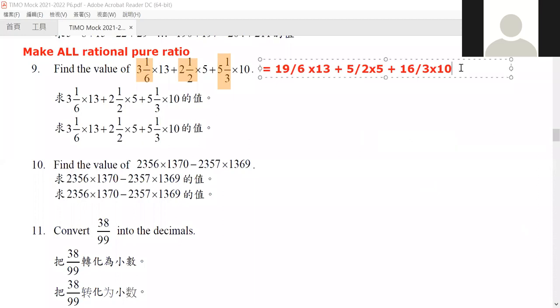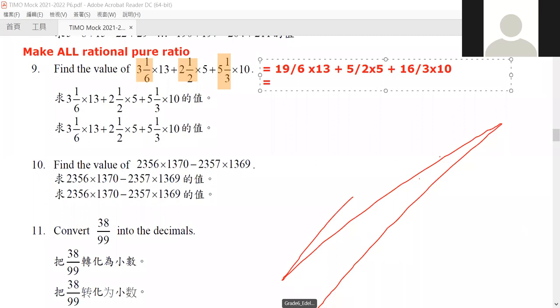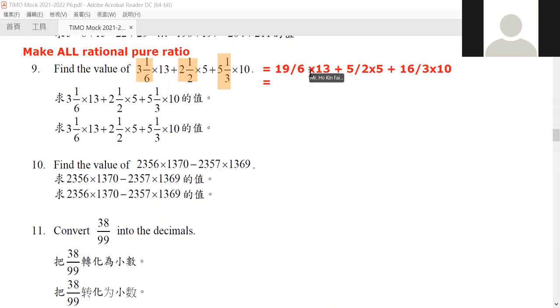Okay, so now, once we have done this, we can try to multiply them together and get the answer. In here, there's not much we can do about this, so one of the better ways of doing this is to combine these two first. If we want to combine these two, first of all it will be 19 times 13, which results in 247. So it will be 247/6.